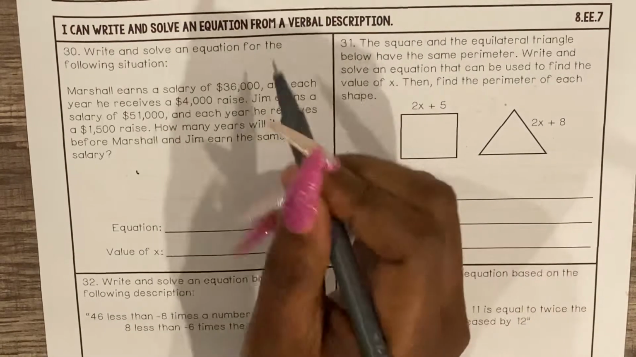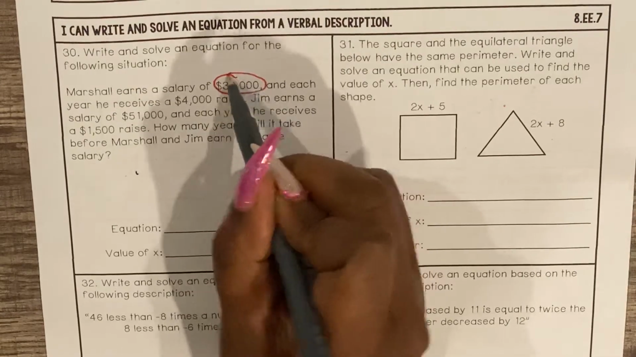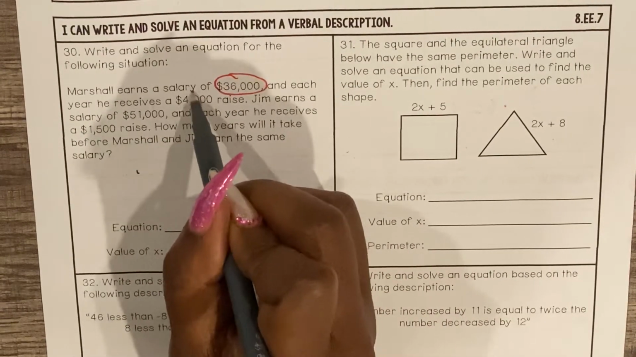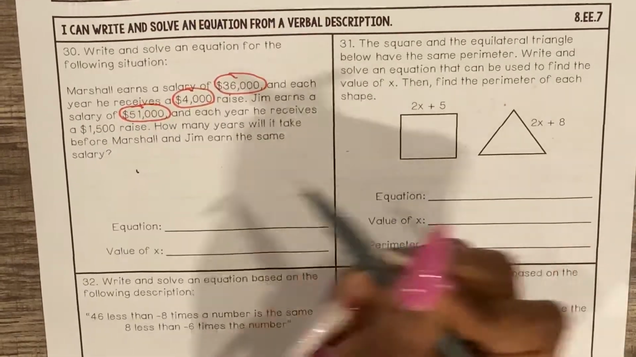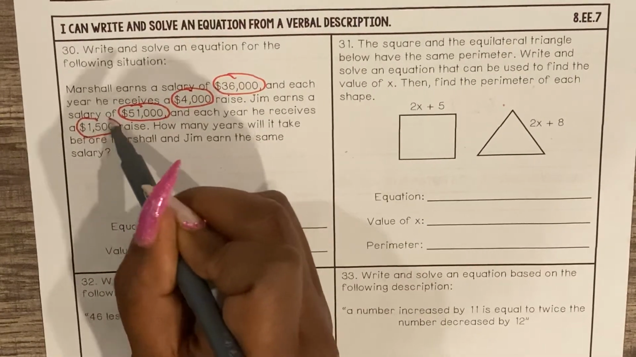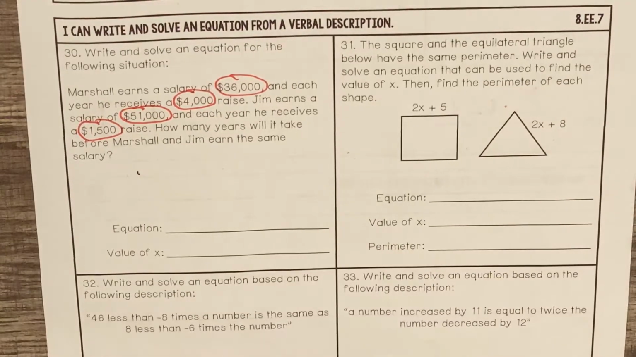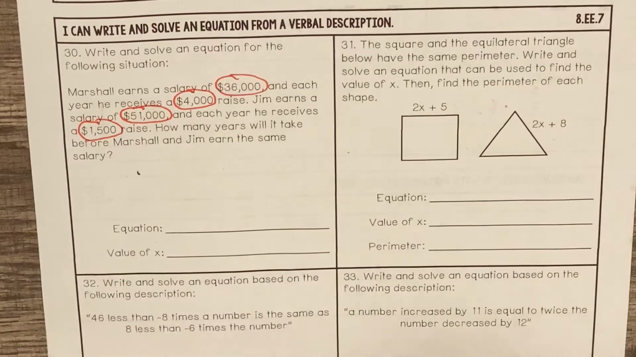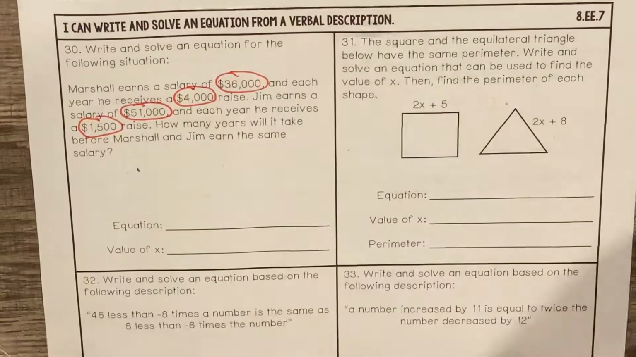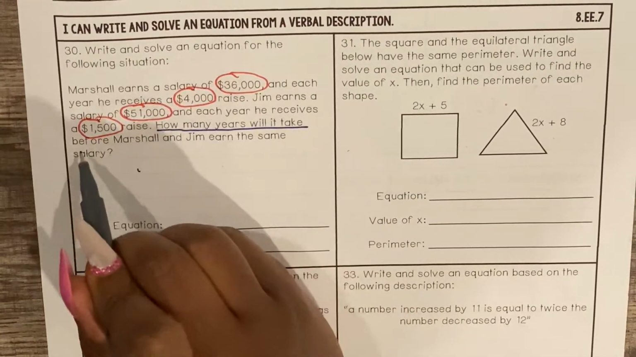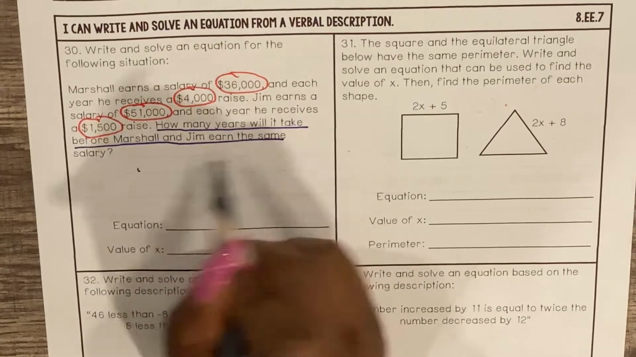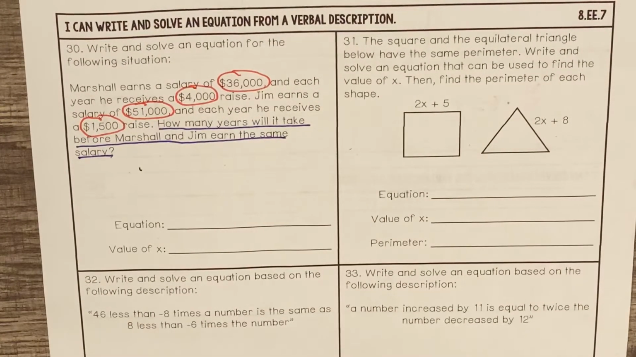So first I'm going to circle all of my numbers. Y'all know me, I do cubes. That is important because it isolates the information that you need. So we have all of our numbers circled. Then we look at our question. What is our question? The question is asking us, how many years will it take before this person and this person earn the same salary? So let's go back and read the question so we can actually find our operation words.